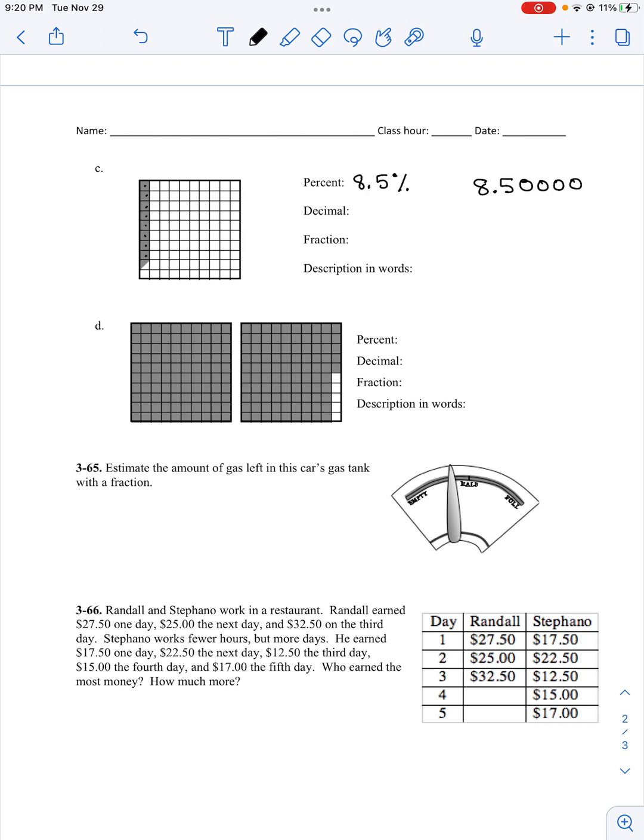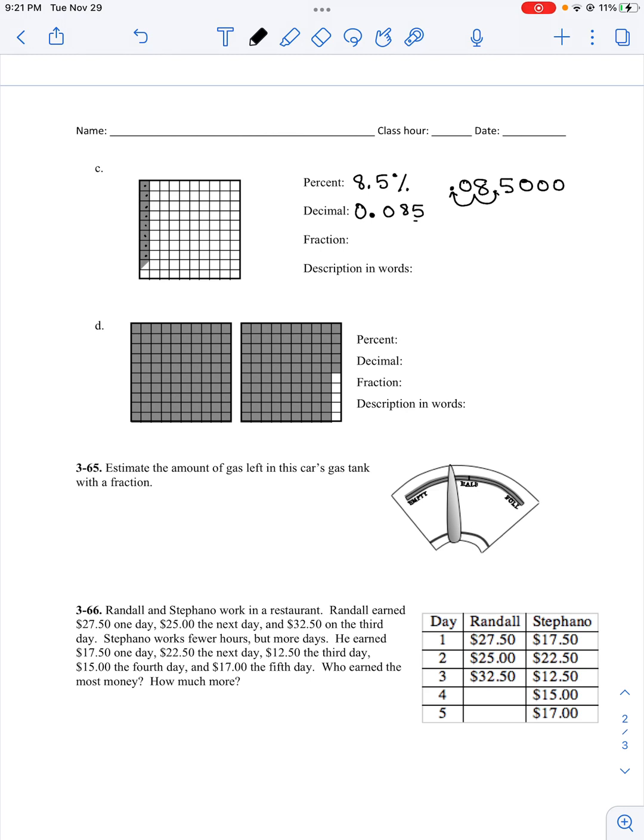Okay, so to go from a percent to a decimal, we are dividing by 100. So our decimal point moves 2 spaces back, which means that my decimal is 0 and 0 tenths, 8 hundredths, and 5 thousandths.